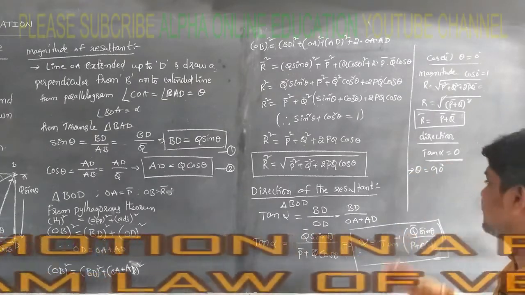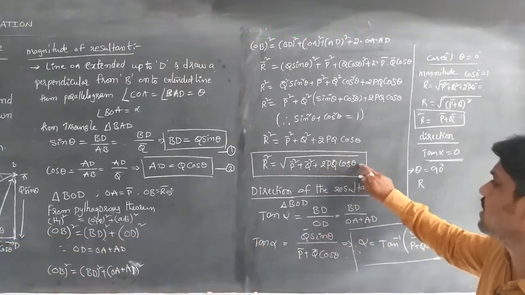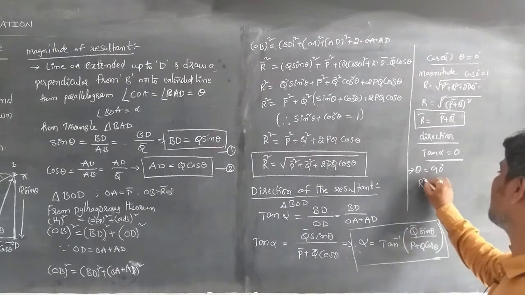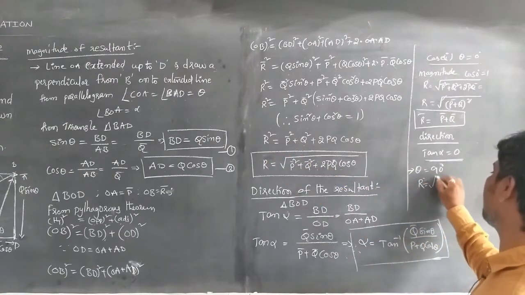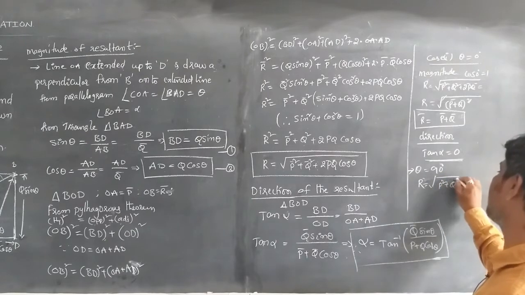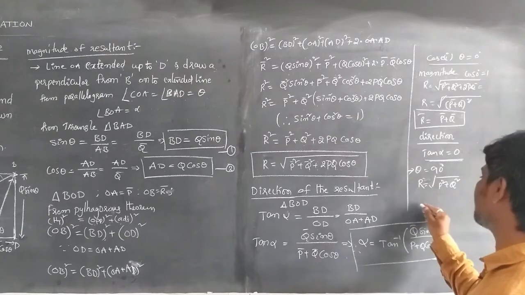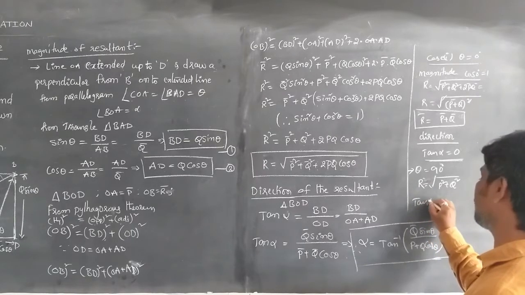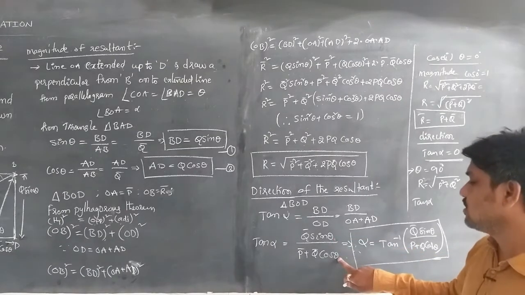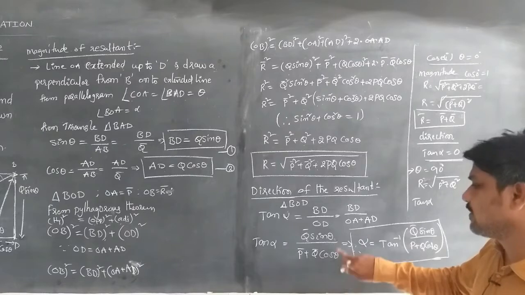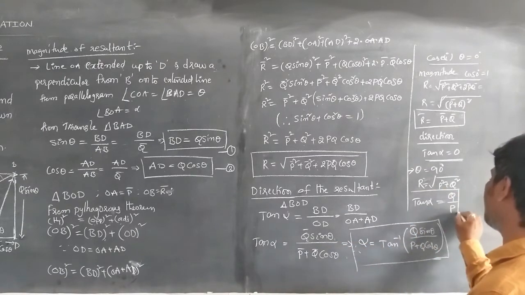Case 2: if theta is equal to 90 degrees, then cos 90 is equal to 0, so the total term becomes 0. Then R is equal to root of P square plus Q square, and this will be the resultant magnitude. Then tan alpha: here sin 90 is equal to 1 and cos 90 is equal to 0, so tan alpha is equal to Q by P.